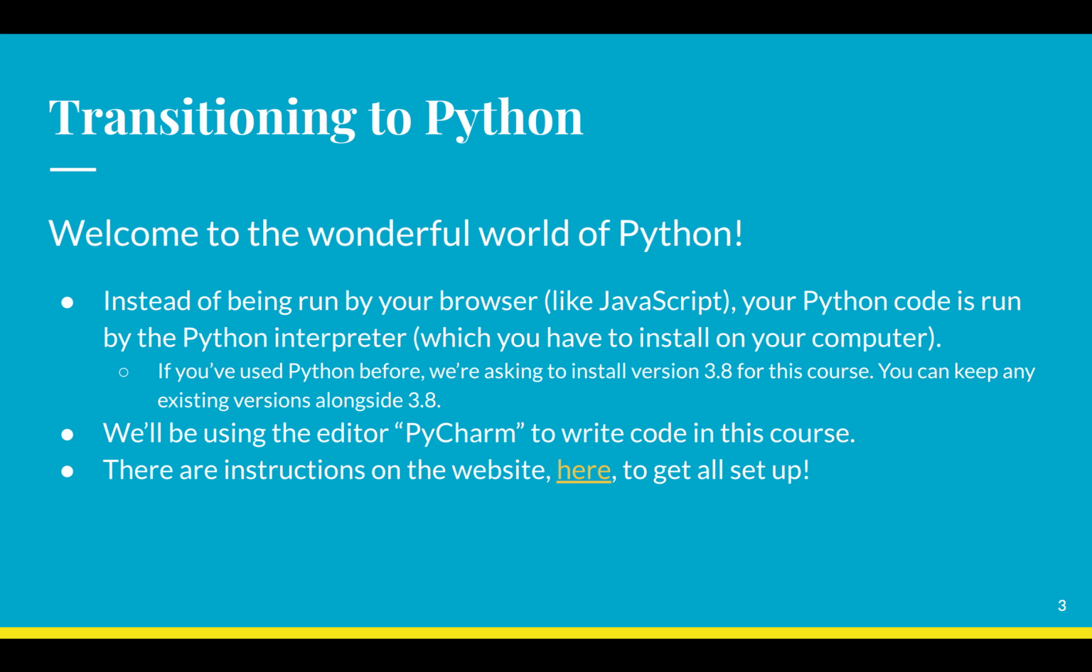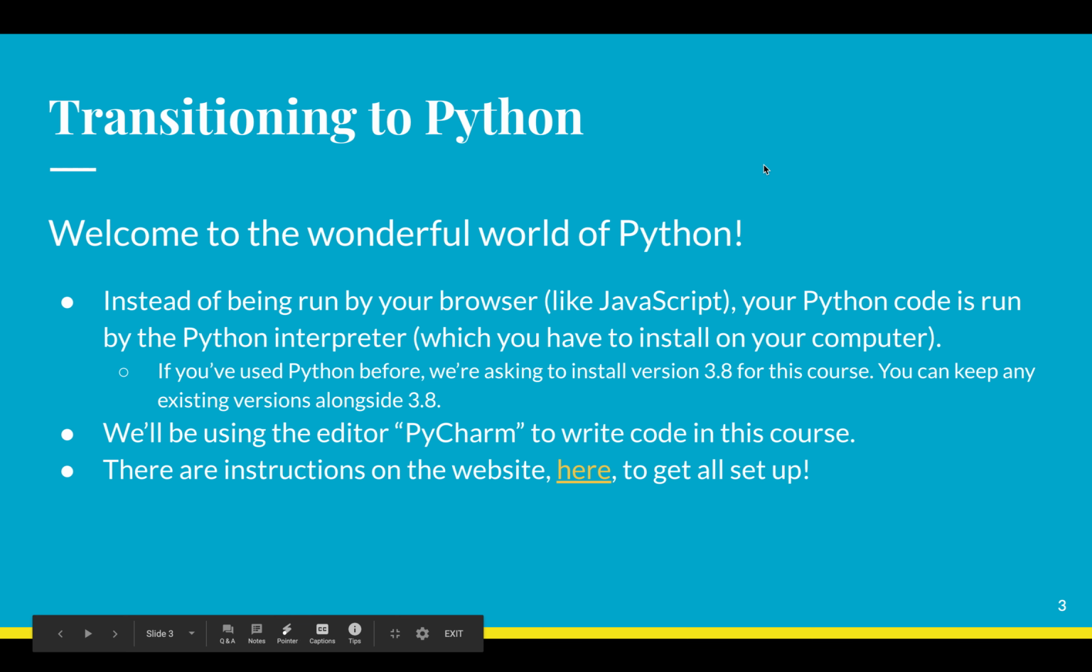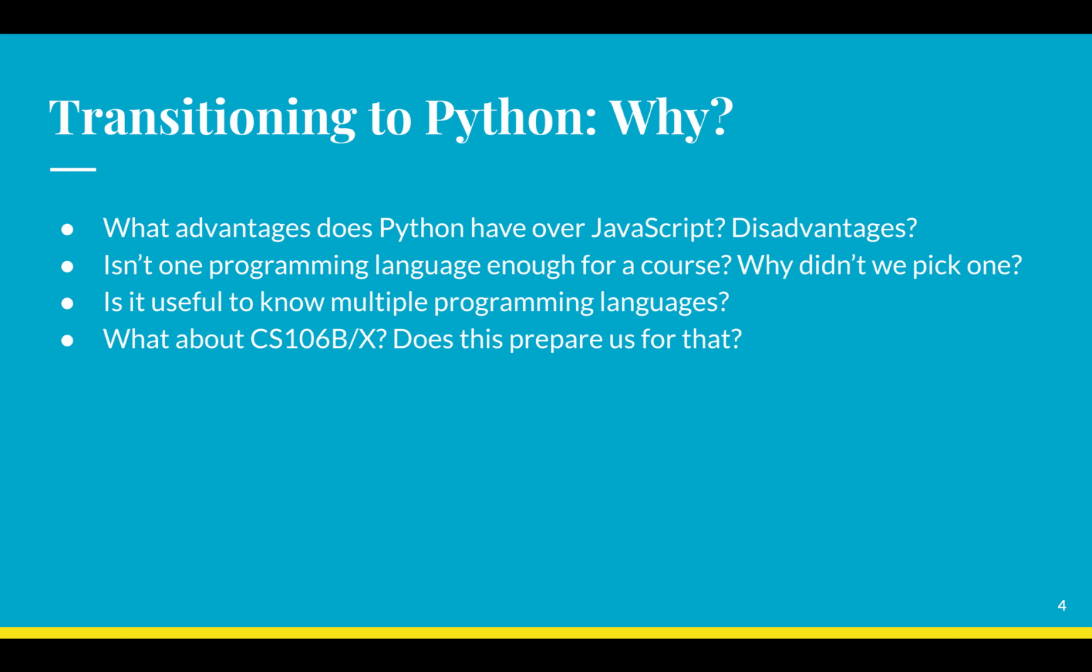If you've used Python before, we're asking that you install version 3.8. You can keep version 3.8 alongside whatever versions of Python you have right now on your machine. In particular, if you're a Mac user, your operating system probably ships with version 2.7 of Python, but we ask that you upgrade to 3.8. We're going to be using the IDE called PyCharm, the Integrated Development Environment, and we've got instructions on the website at this link to get all set up. If you have issues getting set up, please don't hesitate to contact the course staff.